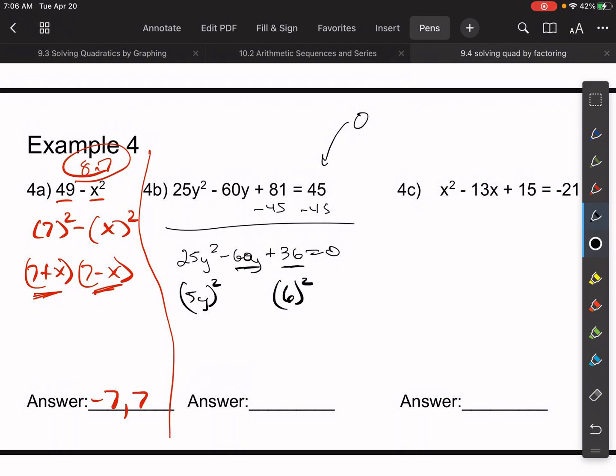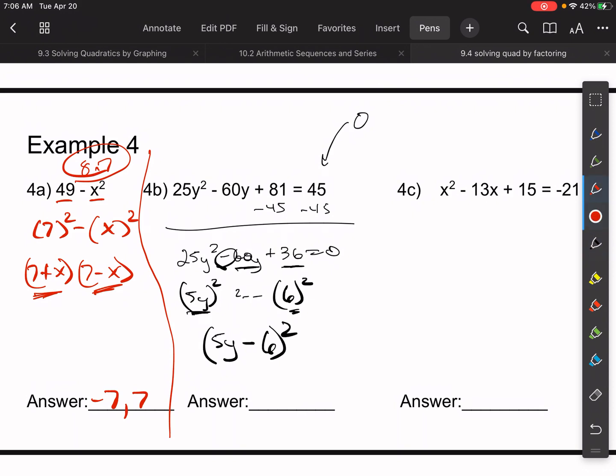So I know this is a perfect square trinomial, where I have perfect squares, and then 2 times those two pieces. Okay, so I know that this is going to factor nicely to 5y, this first piece, with this sign, minus 6 squared. It's that thing twice.